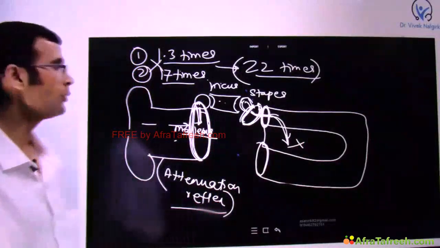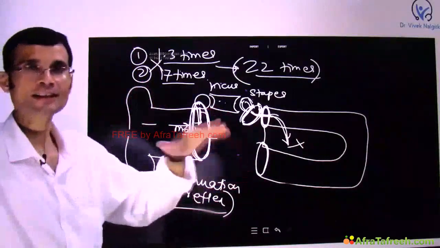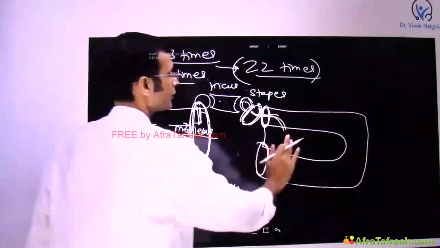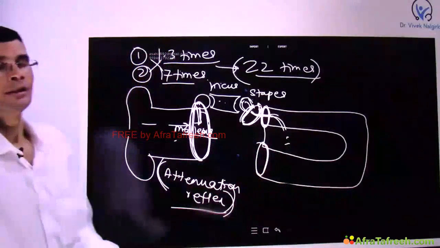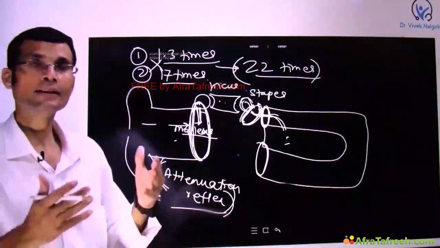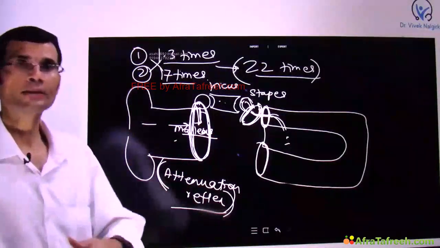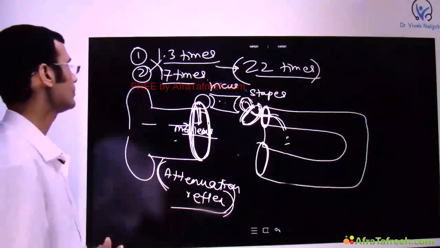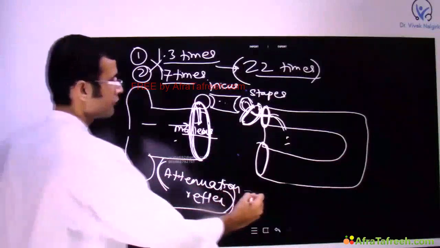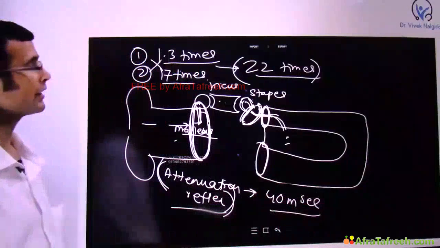In such a scenario, the pressure in that sound wave needs to be dampened, and that dampening is called the attenuation reflex. The pressure in that sound wave is dampened to prevent damage to the cochlea. It occurs in loud sounds or sudden sounds. How is that achieved? First of all, the attenuation reflex occurs within 40 milliseconds. It takes 40 milliseconds to develop.